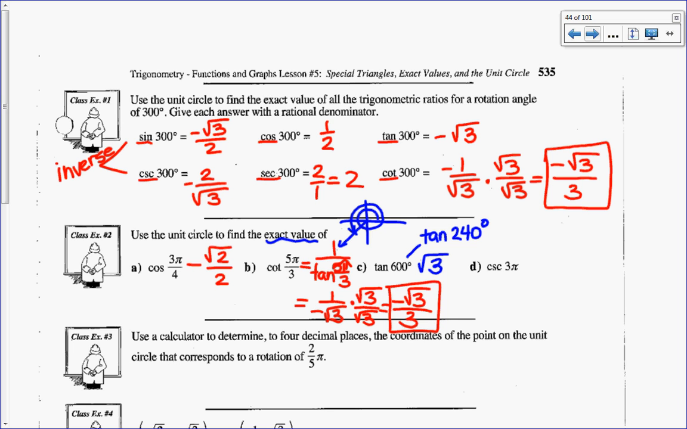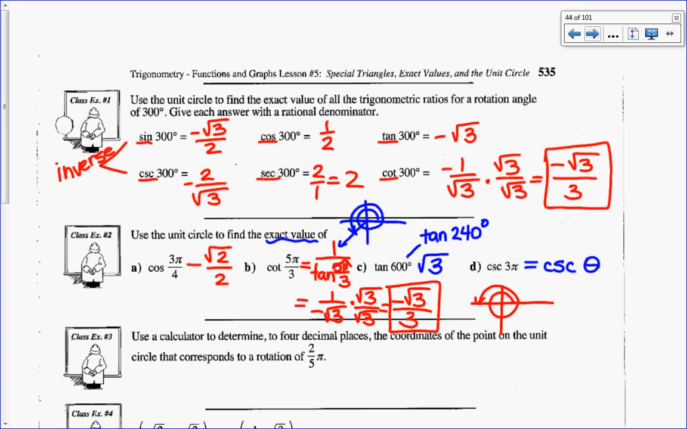Okay, and the last one is cosecant of 3 pi. Well, again, let's just figure out where that would be. Mrs. Baker says always, always, always draw it, because that's the easiest way to picture it. Well, if this is 2 pi, and this is 1 more pi, I'm going to end right there. So in other words, what is the cosecant of pi?